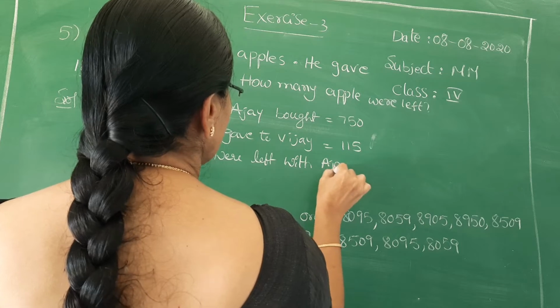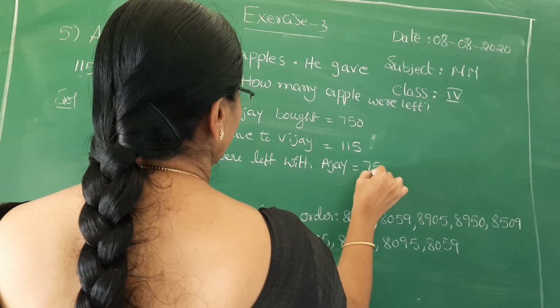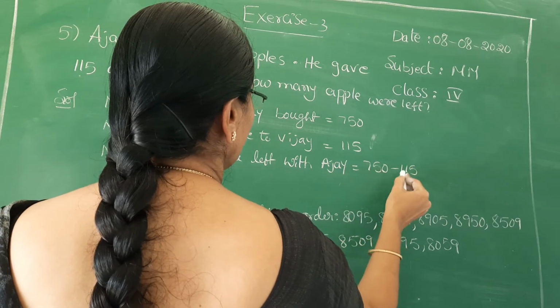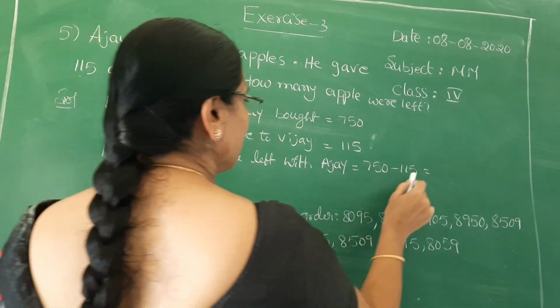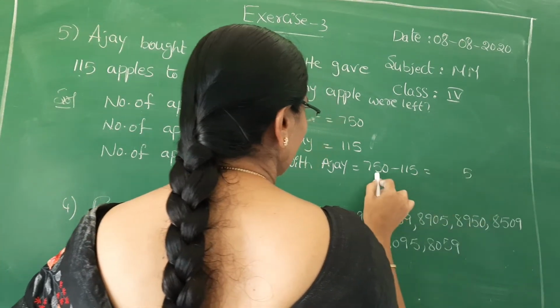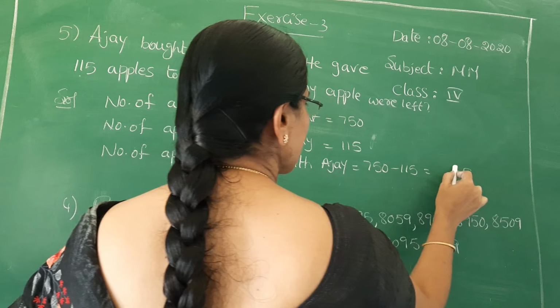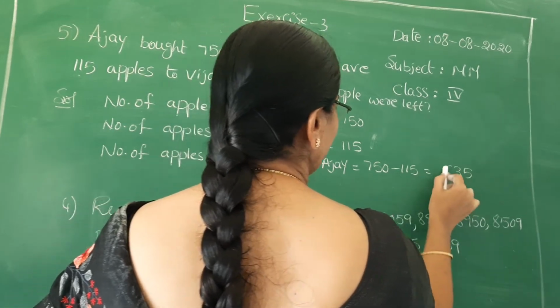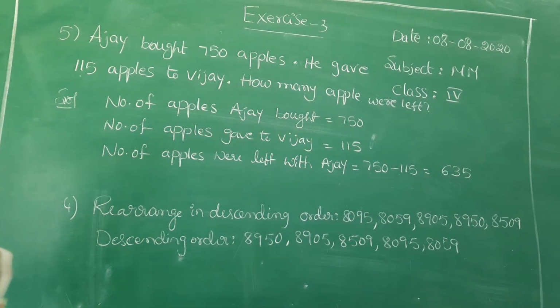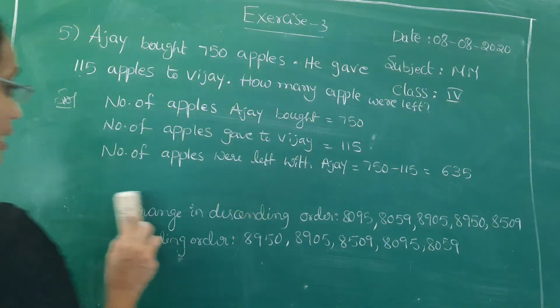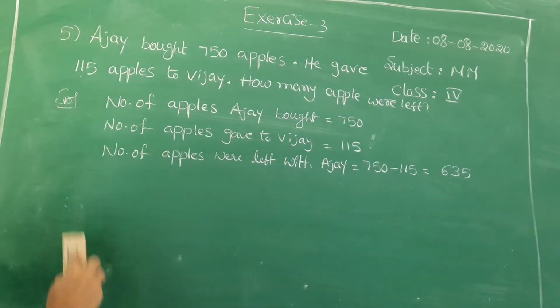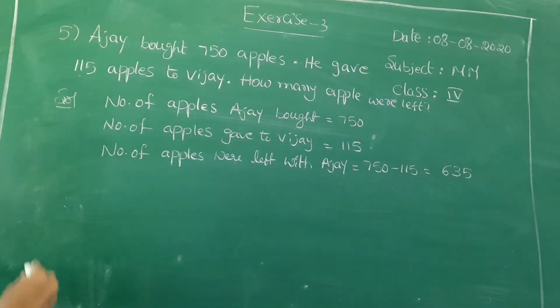Okay. See how to do subtraction. 750 minus 150. So 10 minus 5, that is 5. And you took a borrow here, it is 4. 4 minus 1, 3. 7 minus 1, 6. 635 apples with him. See the next problem. Sixth problem.